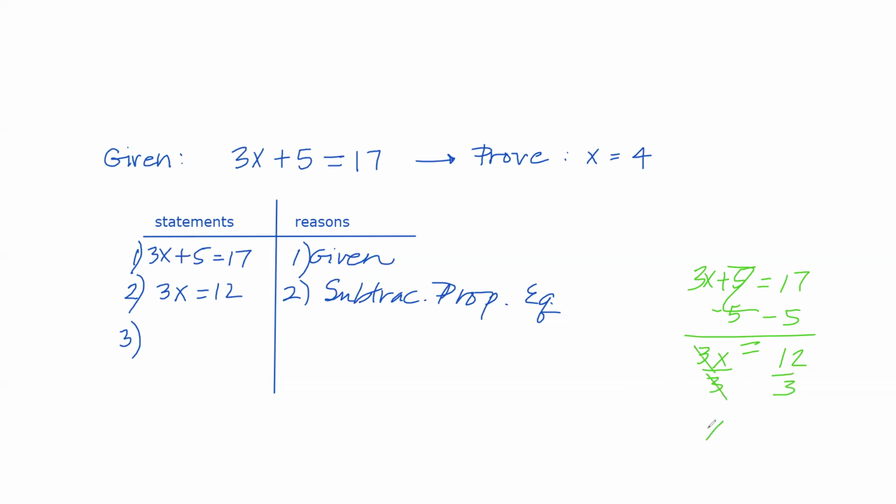3 divided by 3 is 1. So 1x = 12 divided by 3, which is 4. All right, there we go. So we're down to our proof statement, x = 4. That means that this is our last statement.